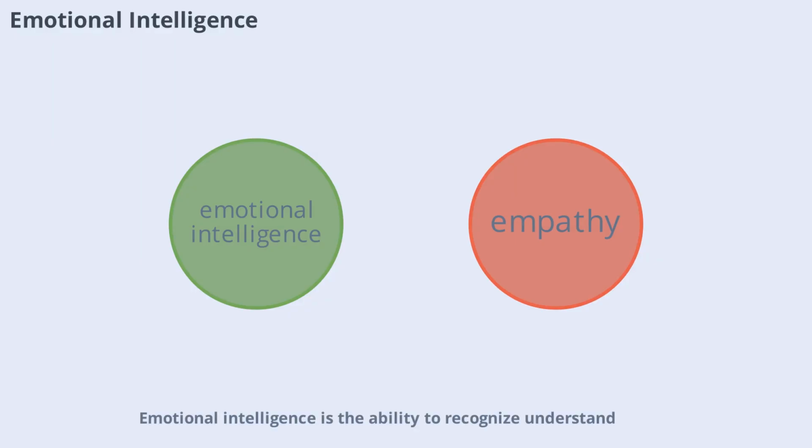Emotional intelligence is the ability to recognize, understand, and manage your own emotions and those of others. High emotional intelligence helps you stay calm, empathize with others, and handle conflict constructively. Developing this skill can make you a more effective communicator and problem solver.